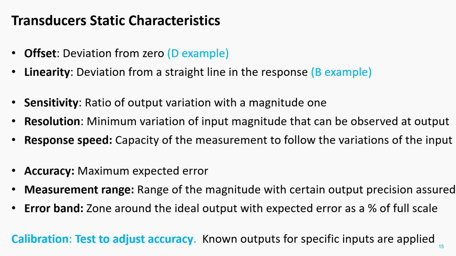Apart from them, there are still the ones already mentioned: the accuracy, that is the maximum expected error in the output of the transducer, the measurement range, in which a certain precision can be ensured, and finally the error band, that would be the zone around the ideal output where expected error can be ensured as a percentage of transducer full scale. That is assumed and can be calibrated.